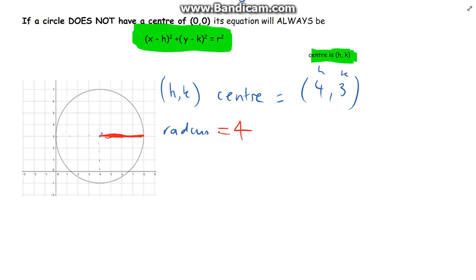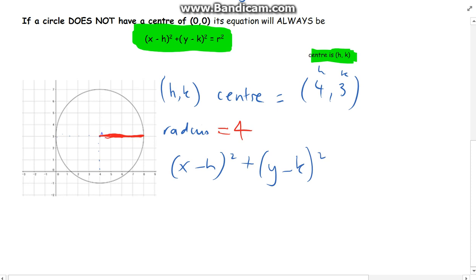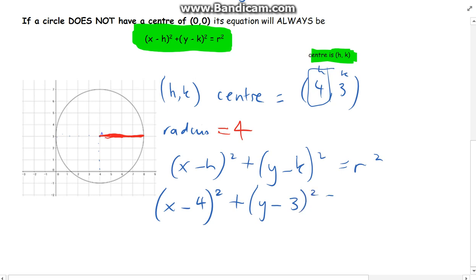So now we have to fill in our formula. My formula is x minus h all squared plus y minus k all squared equals r squared. So I'll put x minus, because there's a minus there, h, and my h was 4, as you can see from above, squared, plus y minus, and I'll put in my k, which was 3, all squared equals 4 squared.